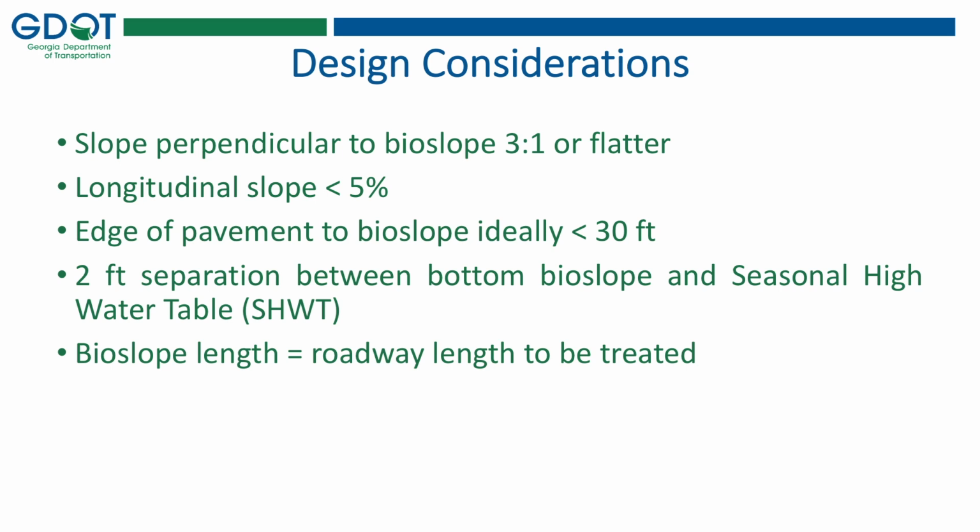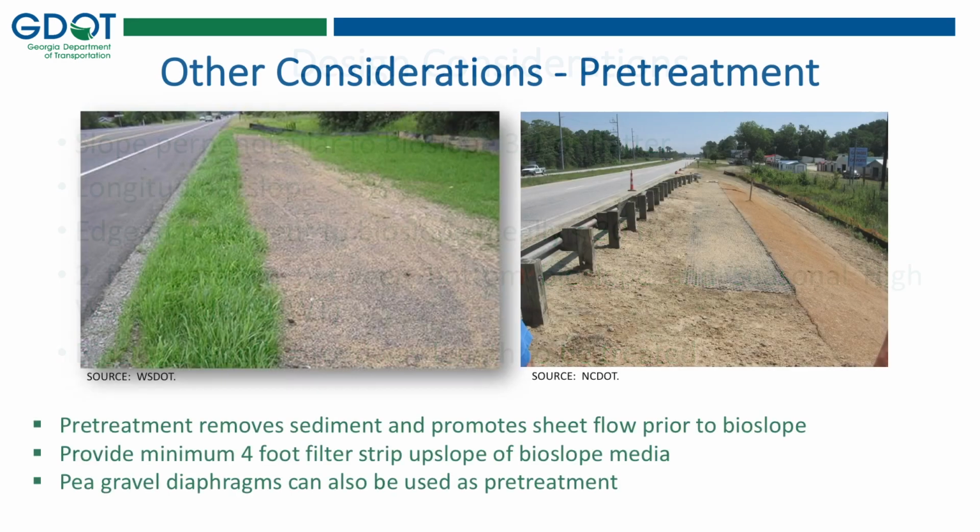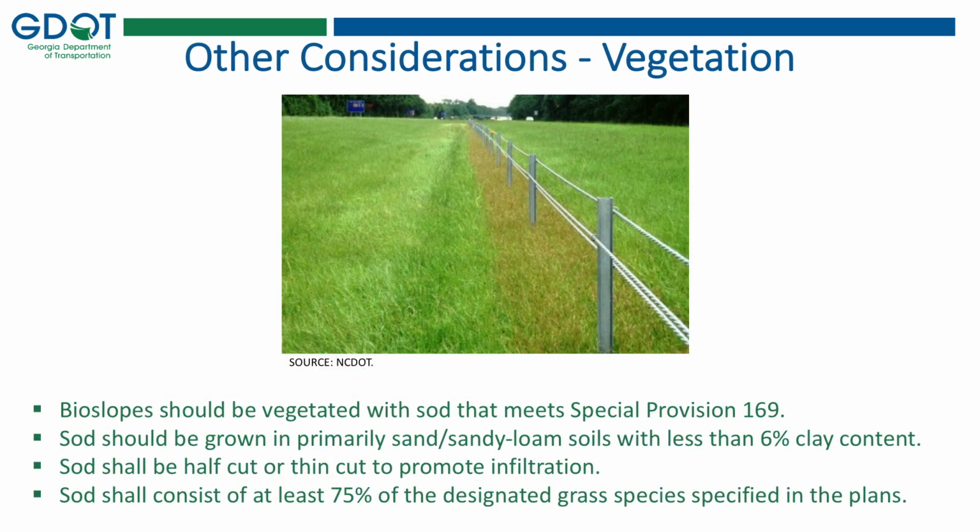Additionally, since bioslopes can provide infiltration, a 2-foot separation between the bottom of the bioslope and the seasonal high water table is required. Pre-treatment is recommended in the form of a grass strip or pea gravel diaphragm. Pre-treatment can both prevent clogging of the bioslope media and help maintain sheet flow into the BMP. Grass filter strips should have a minimum width of 4 feet. Since bioslopes are filtration BMPs, good vegetative cover is imperative.